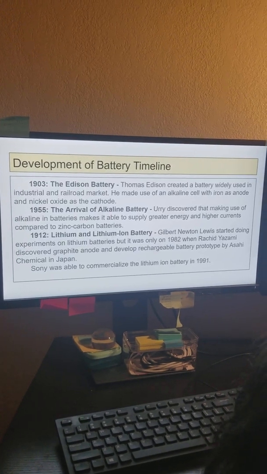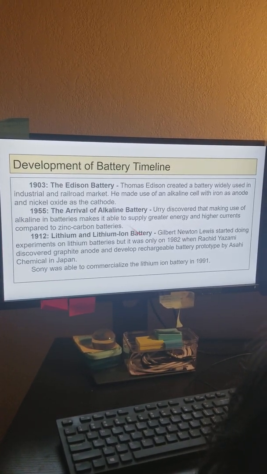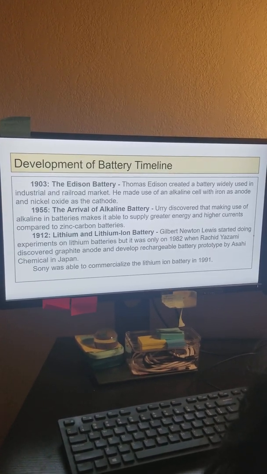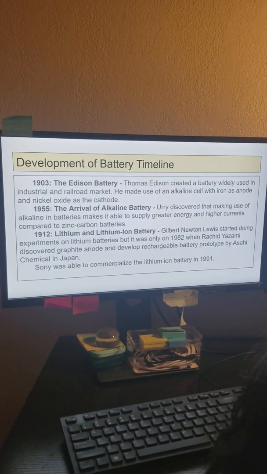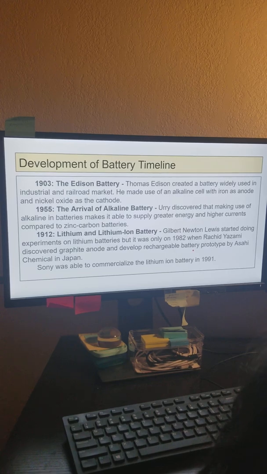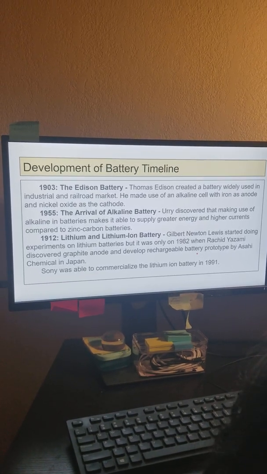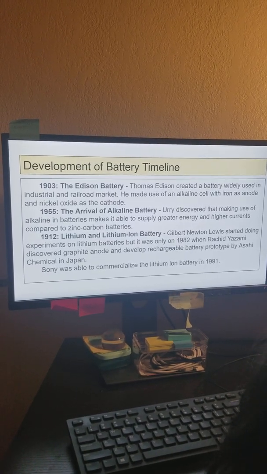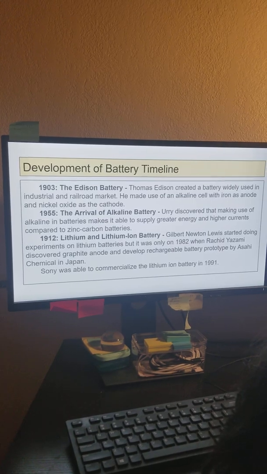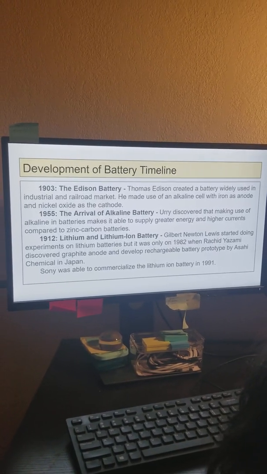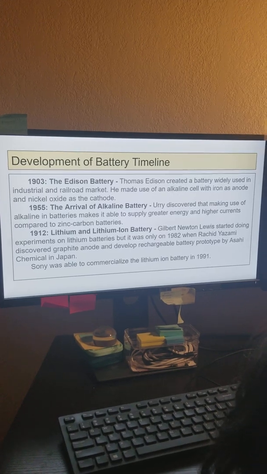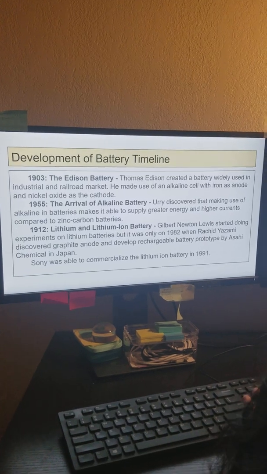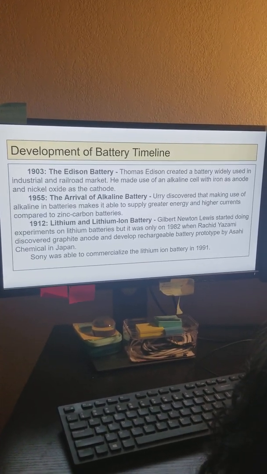Gilbert Newton Lewis started doing experiments on lithium batteries, but it was only in 1982 when Rachid Yazami discovered the graphite anode and developed a rechargeable battery prototype by Asahi Chemical in Japan. 1955. The arrival of the alkaline battery. Urry discovered that using alkaline in batteries makes them able to supply greater energy and higher currents compared to zinc-carbon batteries. Sony was able to commercialize the lithium-ion battery in 1991.